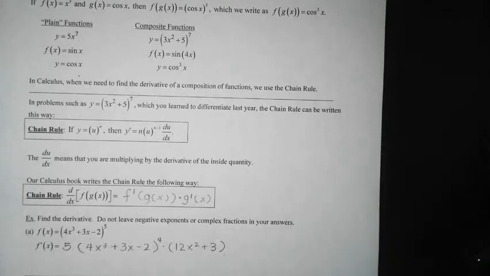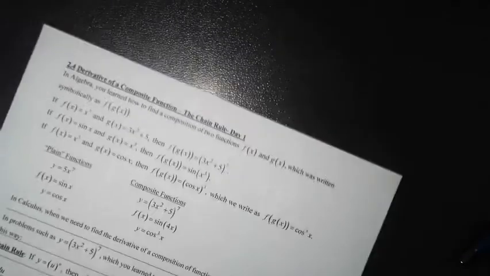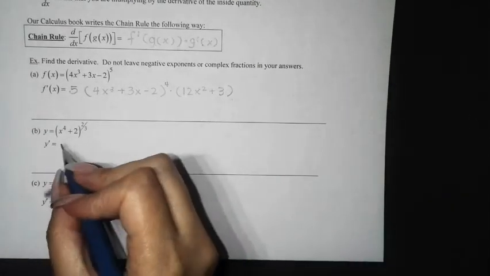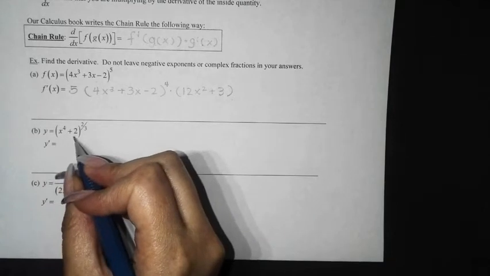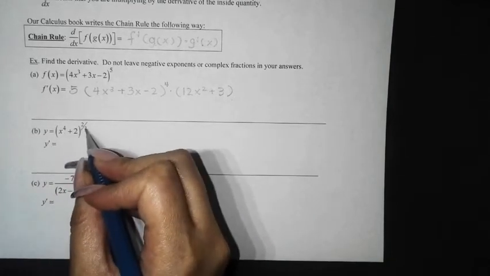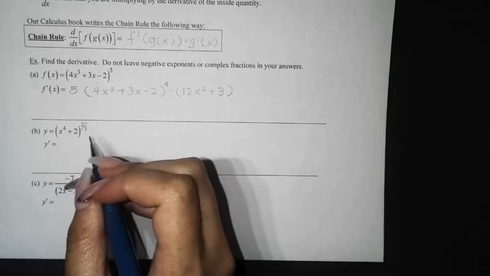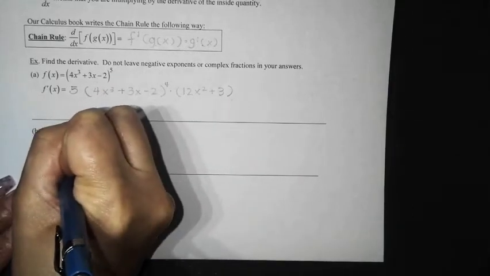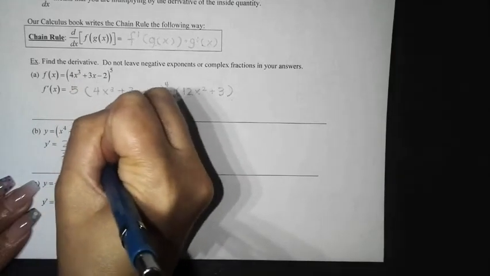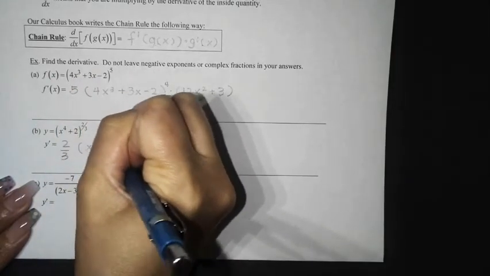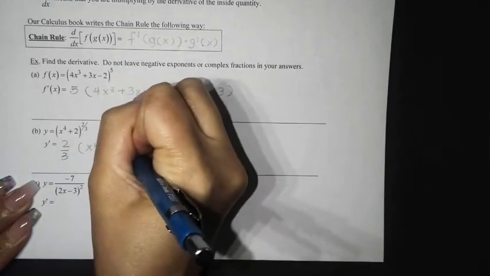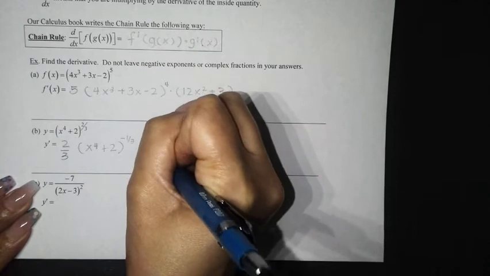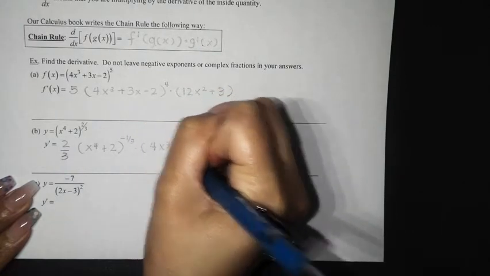Okay, so let's move on to another example that we have here at the bottom of your page. You have y equals (x to the power of 4 plus 2) and everything to the power of 2/3. So what are you going to do here? Well, kind of like the power rule, so you have 2 over 3 times (x to the power of 4 plus 2), then 2 over 3 minus 1, it's negative 1/3, times the derivative of the inside, which you know is 4x to the power of 3.